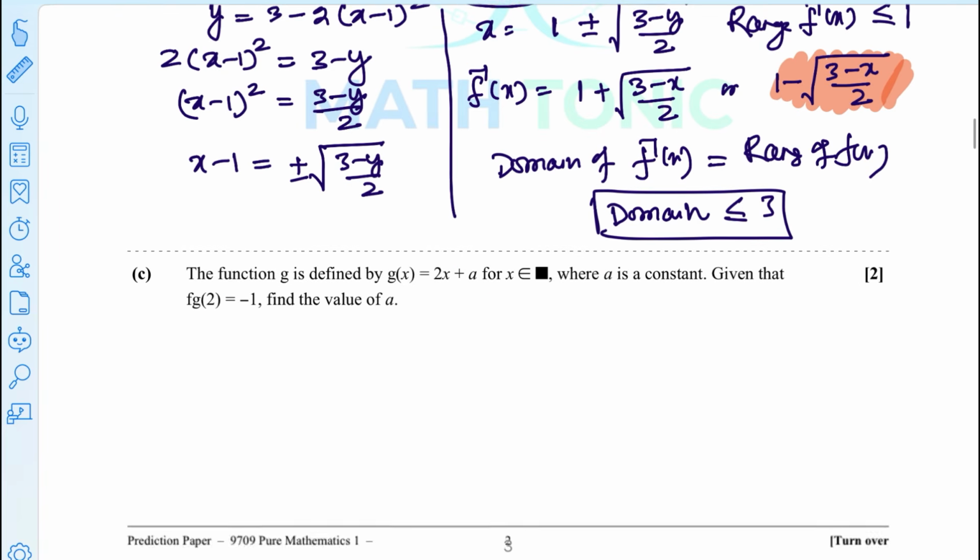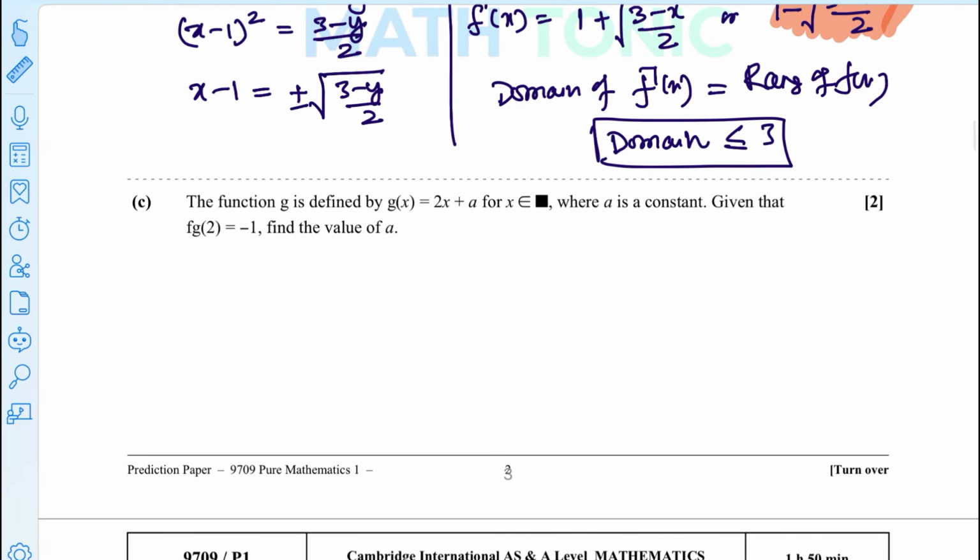Is it okay? Now, the function g is defined by g(x) = 2x plus a, where x belongs to any real number R, and a is a constant. Given that fg(2) is minus 1, find the value of a. Okay, so how to do this question? Find the value of a.